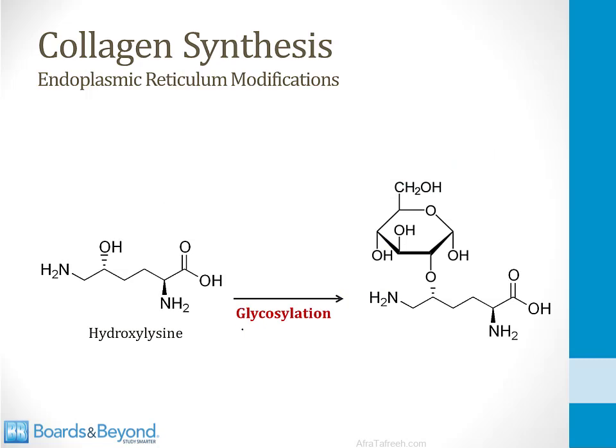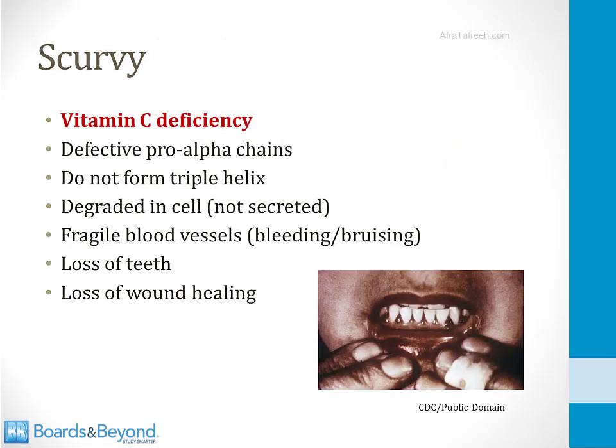And shown on this slide is the process of glycosylation. The hydroxylysine amino acids that were formed by the process on the last slide can be glycosylated, so that a sugar molecule, often a glucose, but sometimes another sugar, is added to the hydroxylysine, and it is then said to be glycosylated. Scurvy is the clinical condition that results from vitamin C deficiency.